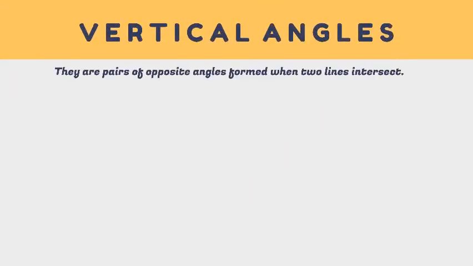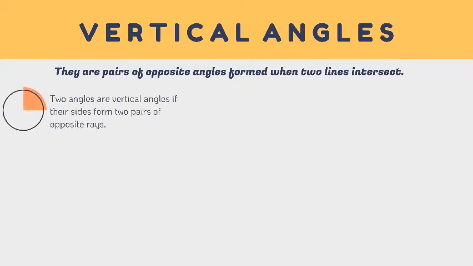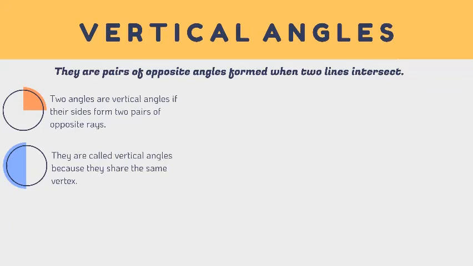Next topic, vertical angles. They are pair of opposite angles formed when two lines intersect. As such, there are certain conditions. Two angles are vertical angles if their sides form two pairs of opposite rays. They are called vertical angles because they share the same vertex. And lastly, they are always equal. By the word vertical, we refer to the vertex where they cross. It is not up or down. They are also called vertically opposite angles.